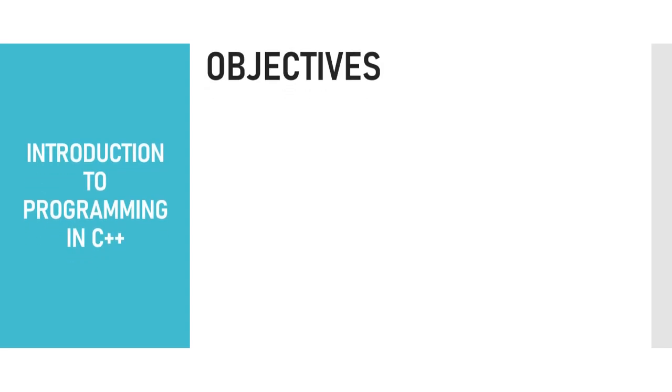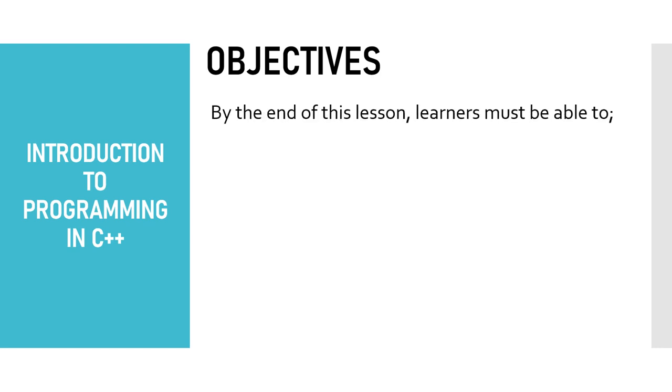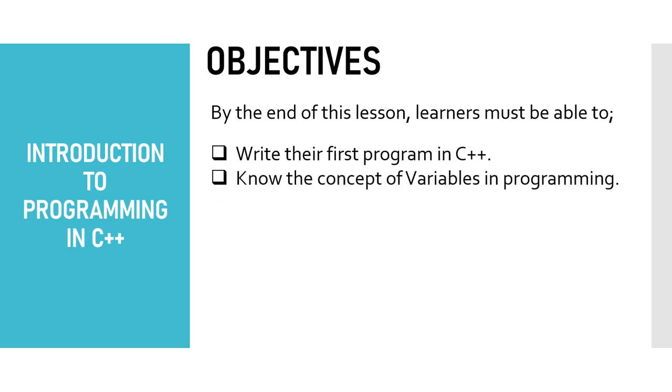Now, what are the objectives of this course? What are we going to do? What is this course entirely about? By the end of this lesson, we are expecting that the learners will be able to write their first program in C++. So, assuming you've never written a program in C++ or any other programming language, this course is going to help you write your first program in C++.